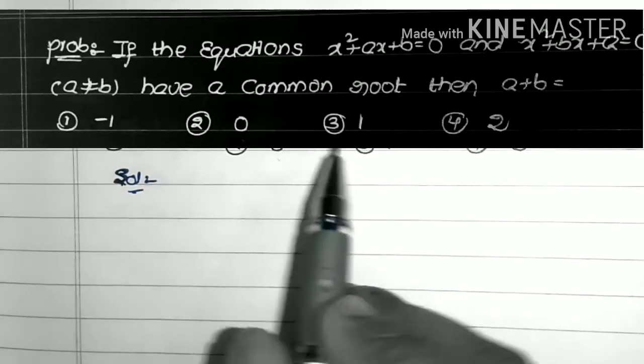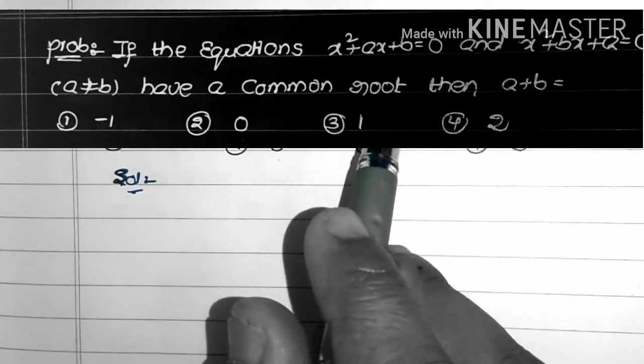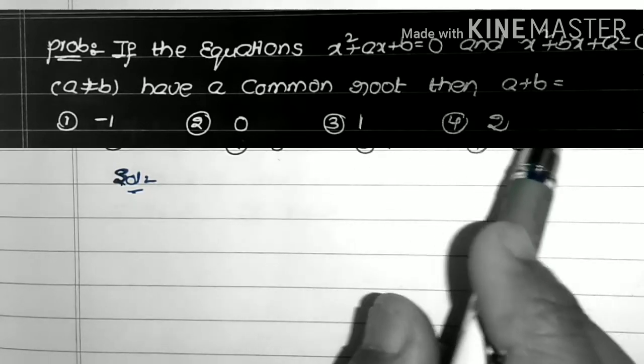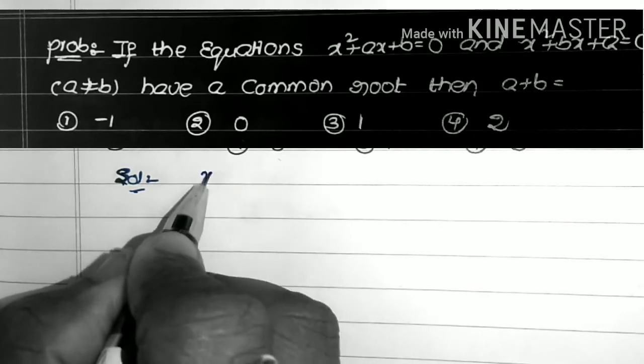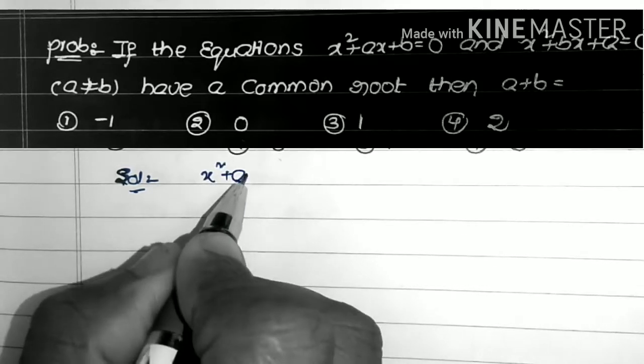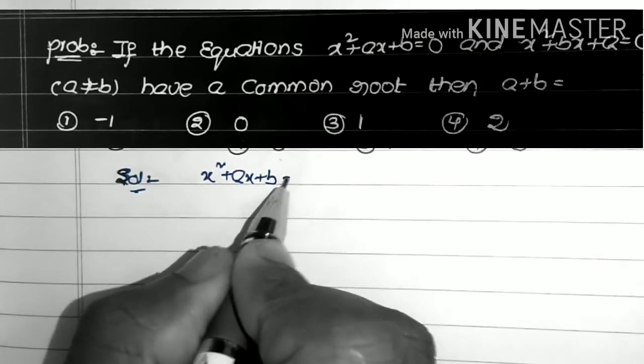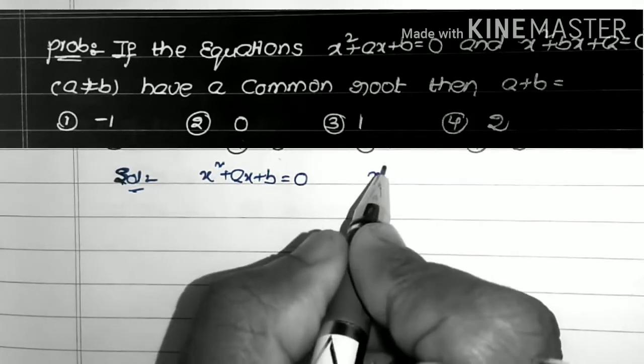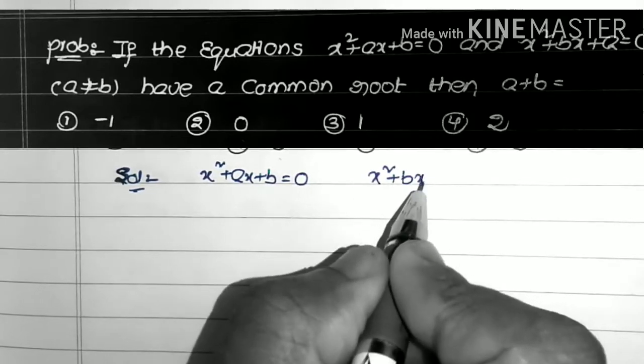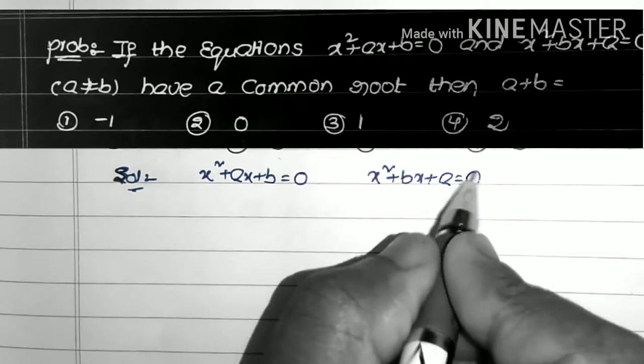Quadratic expressions. The first problem: if the equations x square plus ax plus b is equal to 0 and x square plus bx plus a is equal to 0 have a common root. So here two equations are given, x square plus ax plus b is equal to 0 and x square plus bx plus a is equal to 0.